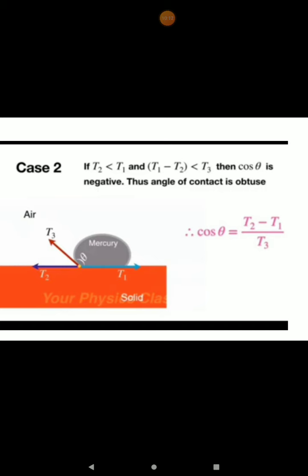Then second case, if T2 is less than T1, then T2 minus T1 is negative, the numerator is negative, and T1 minus T2 is less than T3, meaning the numerator is less than the denominator. Then the value of cos theta is negative, and this cos theta is negative for an obtuse angle. We know that cos of 180 is minus 1, and here the shape of the liquid drop is as shown in the figure, and the angle of contact theta is obtuse. For example, mercury in contact with a solid, and a drop formed on a leaf as shown in the figure.